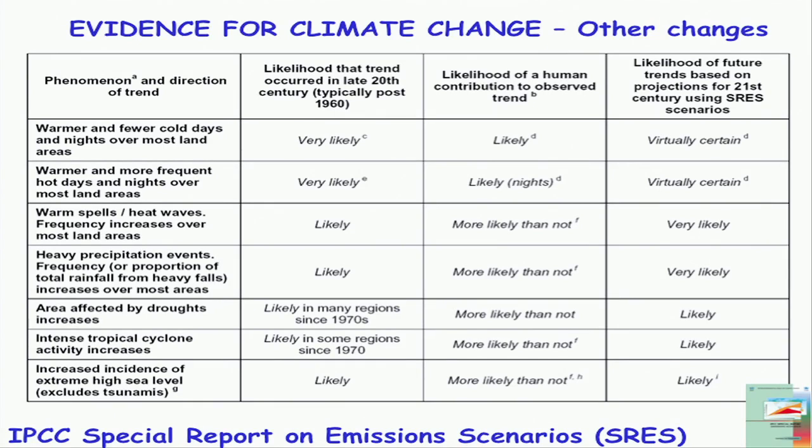You'd look at, as we mentioned, heavy precipitation events, their frequency, or the proportion of total rainfall from heavy falls, and whether or not those have increased over most areas. You then look at the areas that might be affected by droughts and whether or not those drought frequencies have increased. You then look at the intensity of storms, tropical cyclone activity. You then look at the increased incidence of extreme high sea level, not including tsunamis, which are a different phenomena. And if you look at all of those over different periods, you can see that typically in the late 20th century, the change has all been very likely or likely.